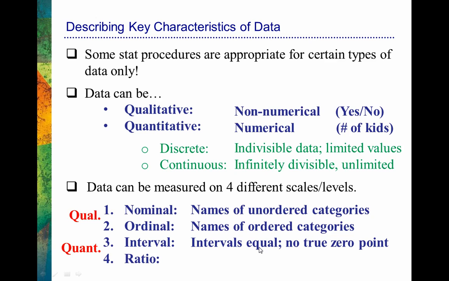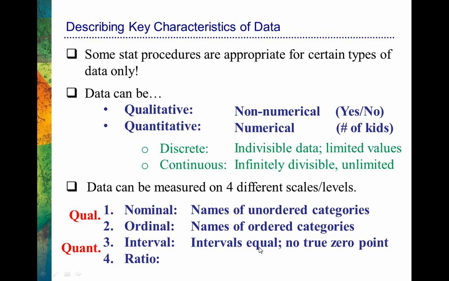Every full point on that number line has an equal interval. The difference between 20 and 21 degrees Celsius is 1 degree. The difference between 25 and 26 degrees Celsius is 1 degree. The difference between 37 and 38 degrees Celsius is 1 degree. So each point has an equal interval.